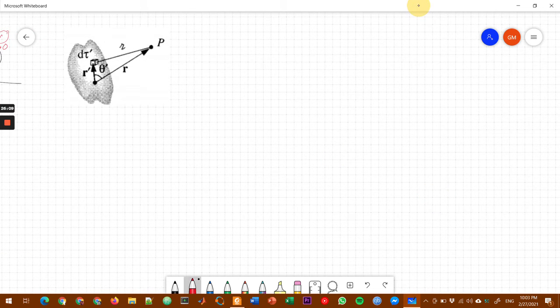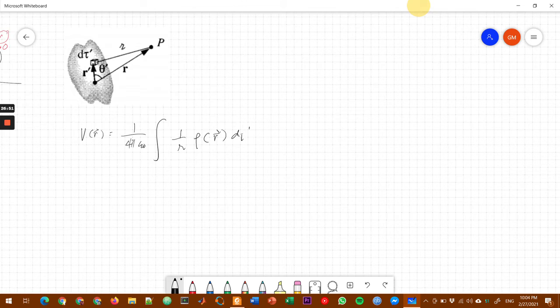So the potential for that is given by this. Since it is a volume charge distribution, it's volumetric, so we integrate over the volume. So we have 1 over r, where r is the distance from the source charge up to the field point. So this is 1 over r times rho of r prime, d tau prime.